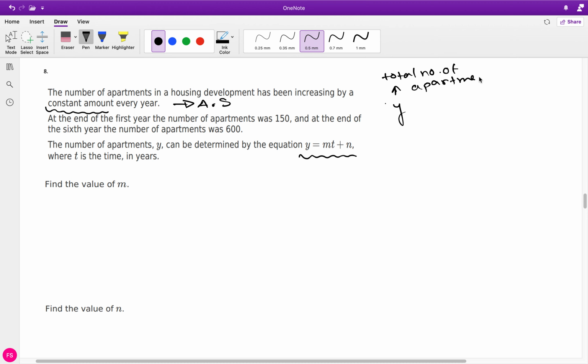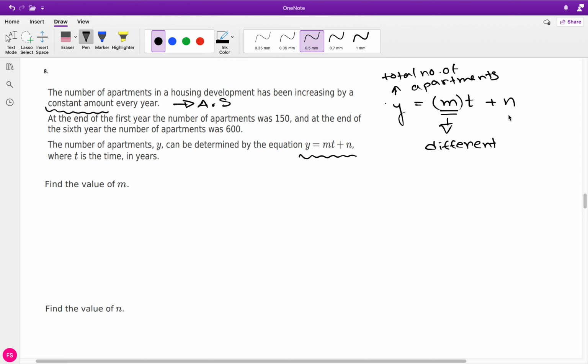This equals to m. Now we know from the question that this M is the amount by which the number of apartments is increasing every year. So definitely this is the difference. Multiply it with the time, which is the time in years, and then plus N.